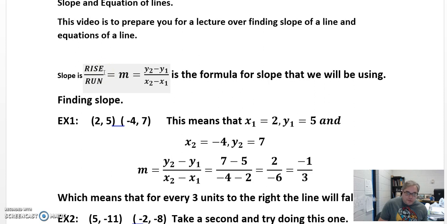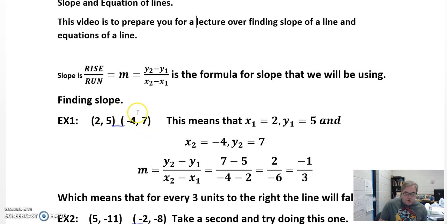The formula for slope is given by m equals y2 minus y1 over x2 minus x1. M is traditionally the variable that we use to represent slope. The first thing we have to be able to do is find slope, so I have to give you 2 points. Here are 2 coordinates, and we have to label what x1, y1, x2, y2 mean. x1 is the first x value, y1 is the first y value. x2 is the second x value, y2 is the second y value.